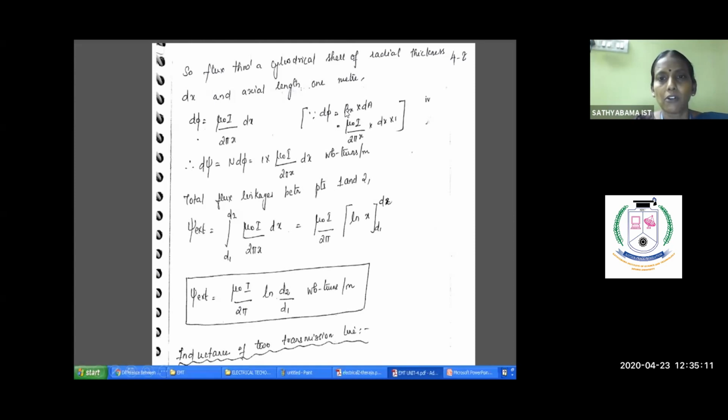Your Bx we have already done. It is mu naught I by 2 pi x. When you substitute it, you will get mu naught I by 2 pi x dx. When you integrate on both sides, this becomes psi external. The limit is d1 to d2, mu naught I by 2 pi x. When you integrate 1 by x, you will get ln x, and by substituting the limit, you will get ln d2 by d1. So now we have done two derivations: one is internal flux linkage, another one is external flux linkage.